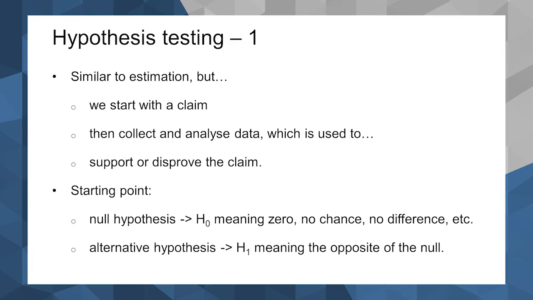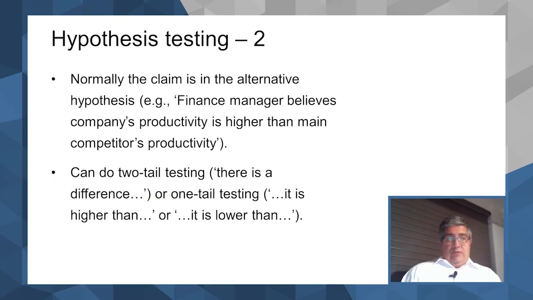Okay? Which is what it says in here. Normally, the claim is in the alternative hypothesis, and I will try to reject the null. So for example, a finance manager believes the company's productivity is higher than the main competitor's productivity.